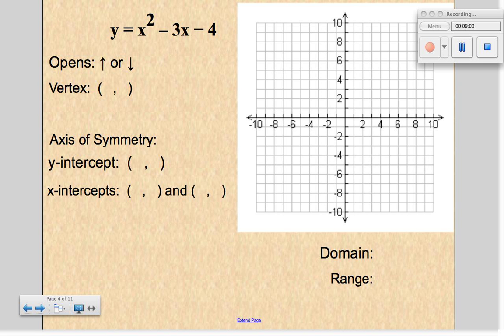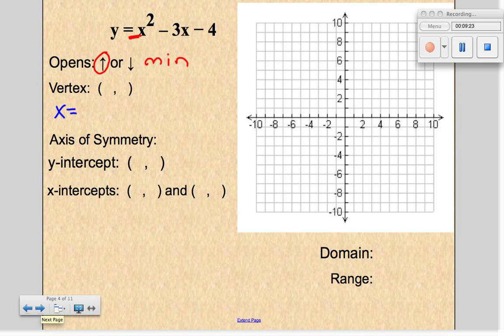First of all, I know that it opens up, not because I had the picture on the first page, but because the number here is a 1. And 1 is positive. So I know this is going to open up. And since it opens up, I'm going to have a minimum point.